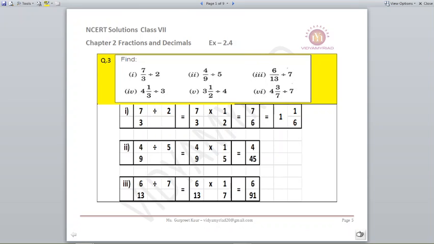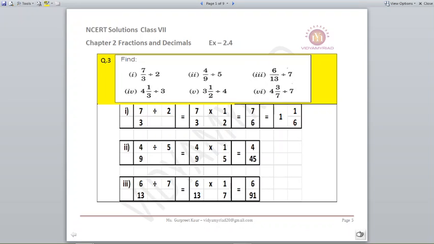Now the first part is 7 upon 3 divided by 2. It will become 7 upon 3, the division sign will change into multiplication and 2 will be written as 1 upon 2. So 7 into 1 is 7. 3 into 2 is 6. 7 upon 6 is an improper fraction. Convert it into a mixed fraction. Divide. The answer comes to 1 by 6.